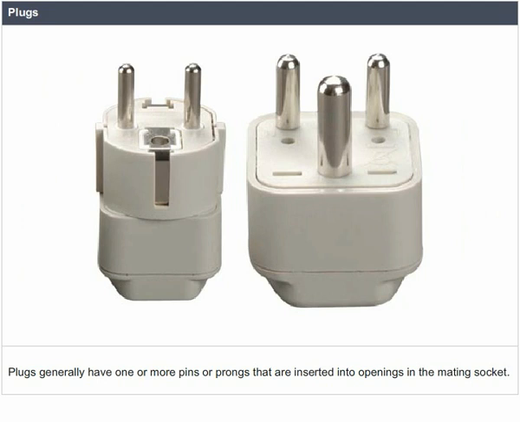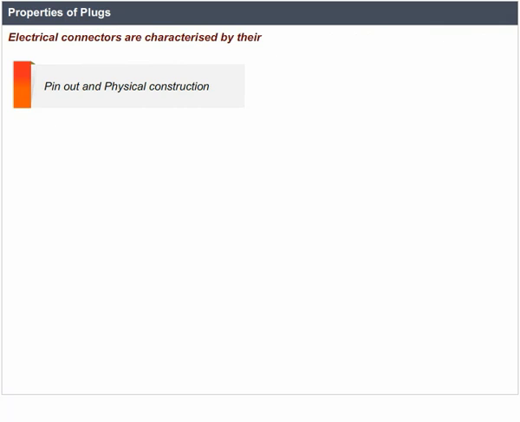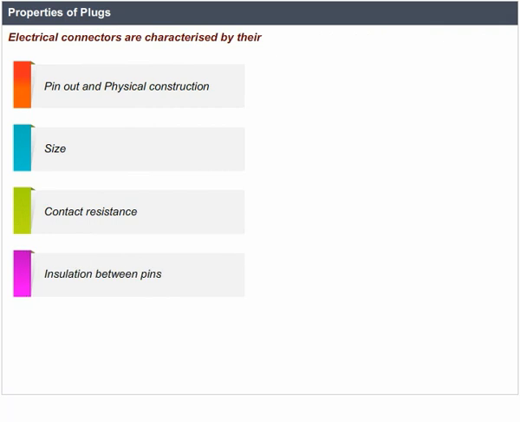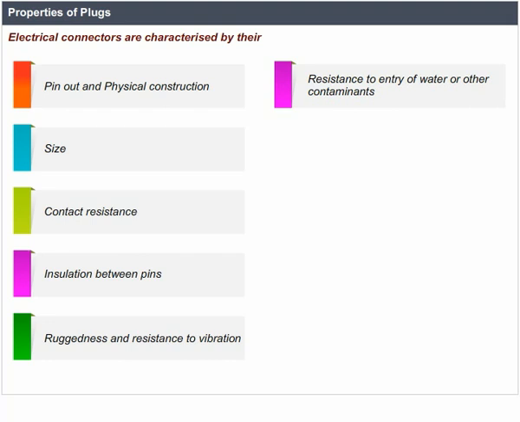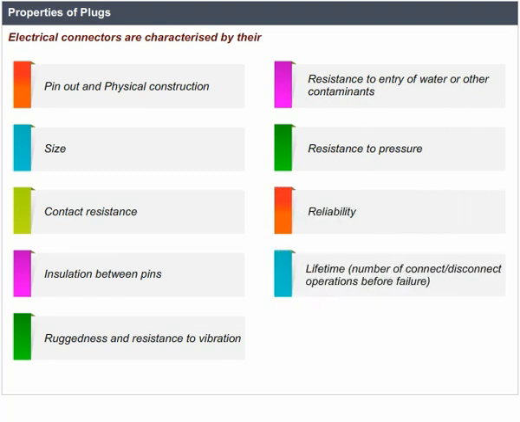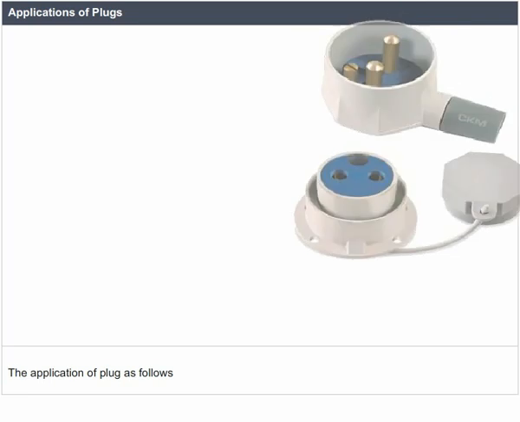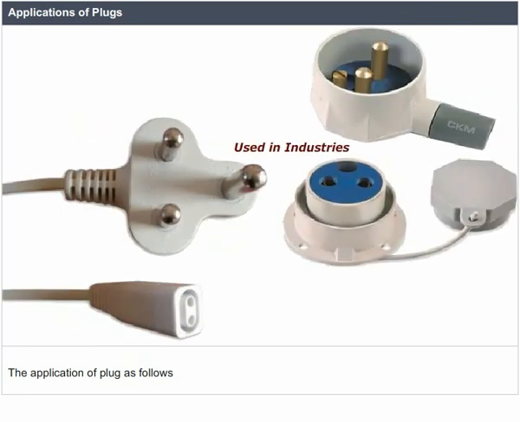Properties of plugs. Electrical connectors are characterized by their pin out and physical construction, size, contact resistance, insulation between pins, ruggedness and resistance to vibrations, resistance to entry of water or other contaminants, resistance to pressure, reliability, lifetime, number of connect or disconnect operations before failure, and ease of connecting and disconnecting. Applications of plugs are as follows: used in industries, used in domestic.